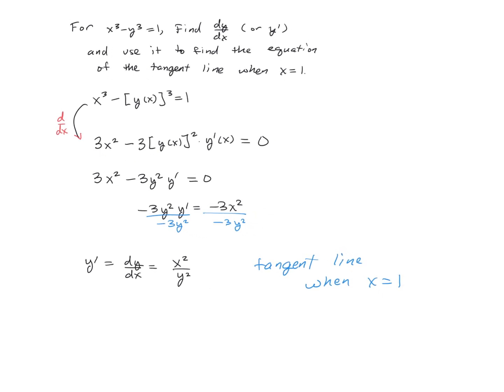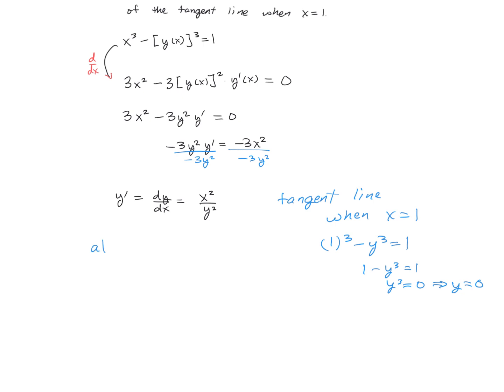And we need to make sure we have a point when we're trying to find an equation for a line rather than just one coordinate. So we can go back to the original equation, substitute in 1. If we have 1 cubed minus y cubed is equal to 1, that tells us that we're going to have 1 minus y cubed equaling 1, so y cubed is 0, which implies that y must be 0 at this location. So we're looking at the point 1, 0.